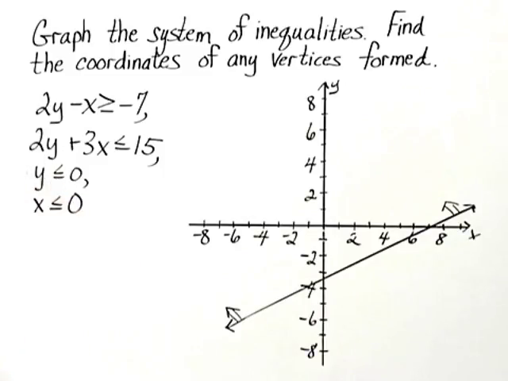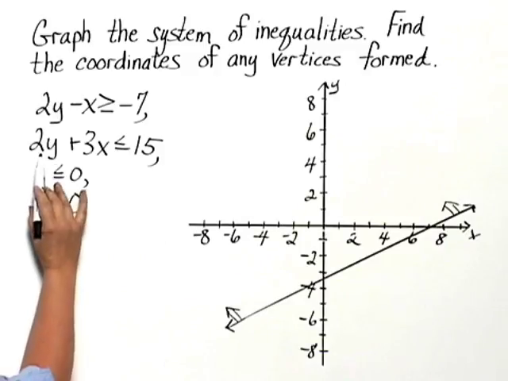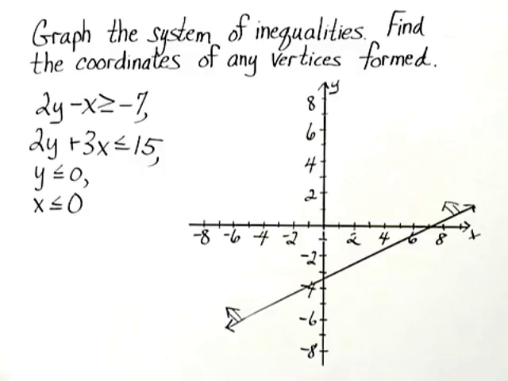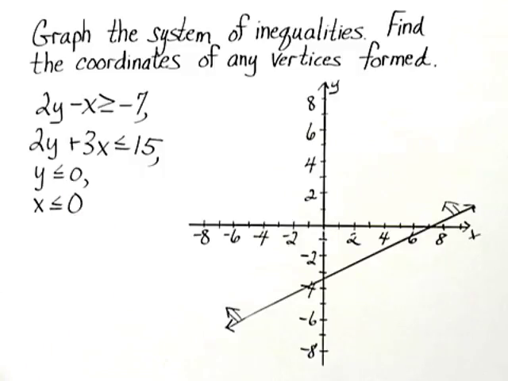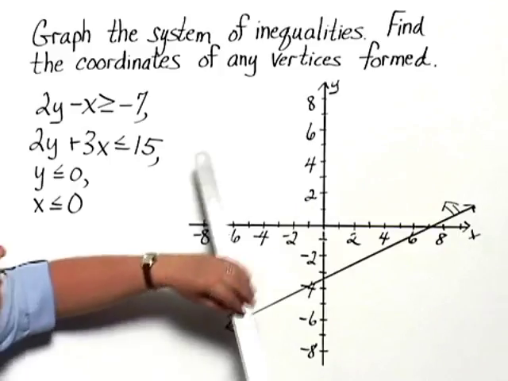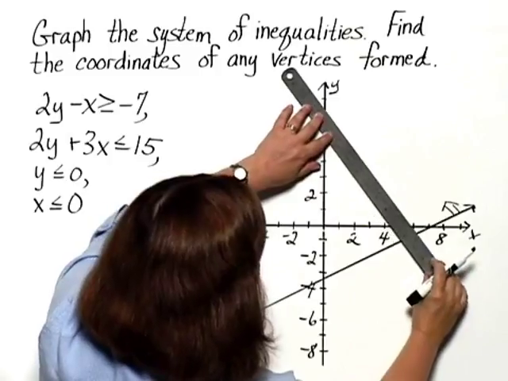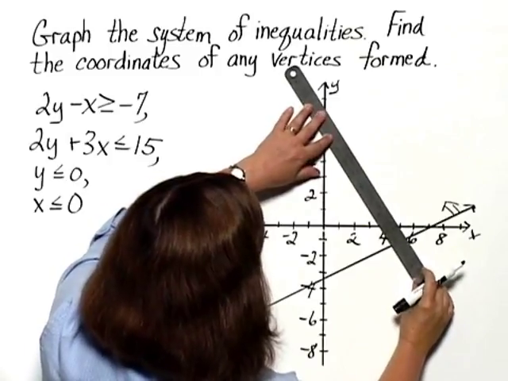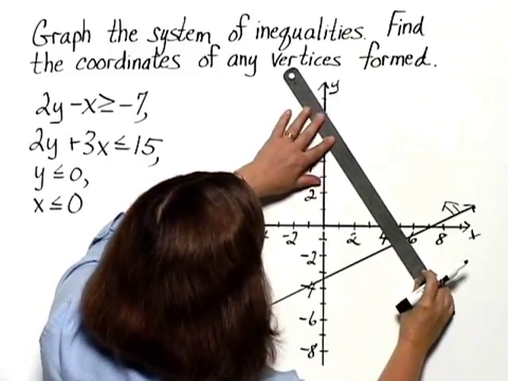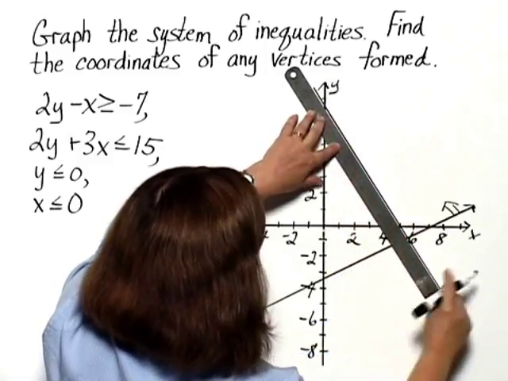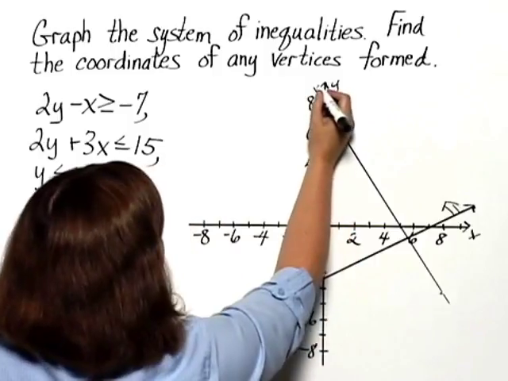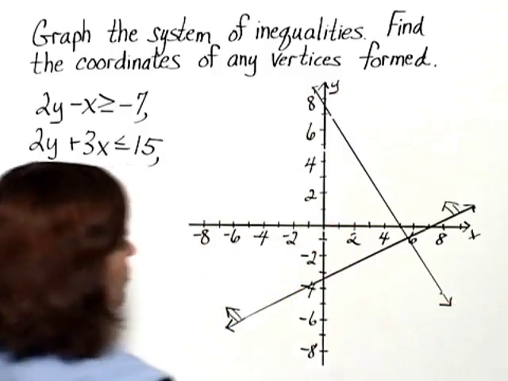2y plus 3x is less than or equal to 15. Again, we're going to graph the line 2y plus 3x equals 15, and we'll graph it solid because the less than or equal to sign includes the line. And if we graph that line, we see that it goes right around here. And then we would need to determine which side of this would be shaded.